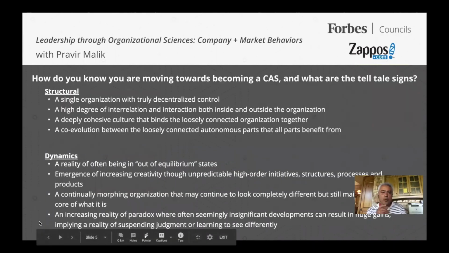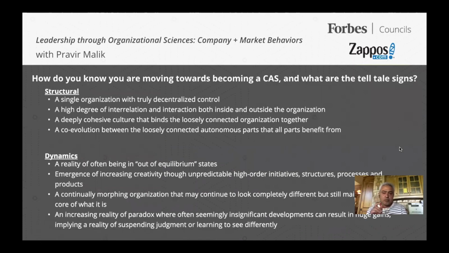this is how we recognize that we're in a complex adaptive system. So this is broken up into 2 areas. One is structurally, and second is the kind of dynamics that we would see.